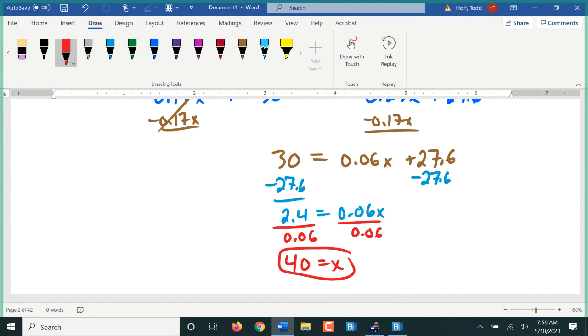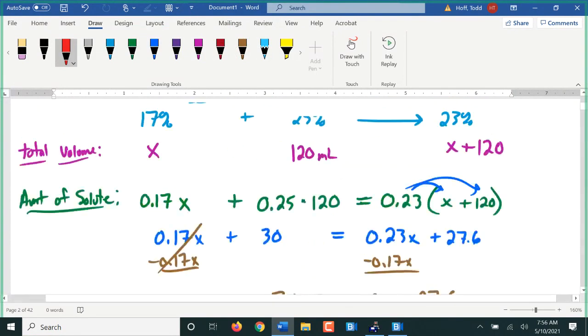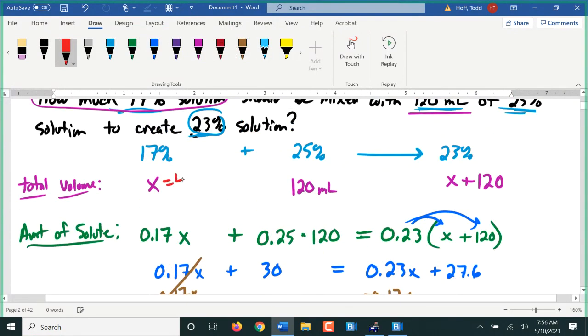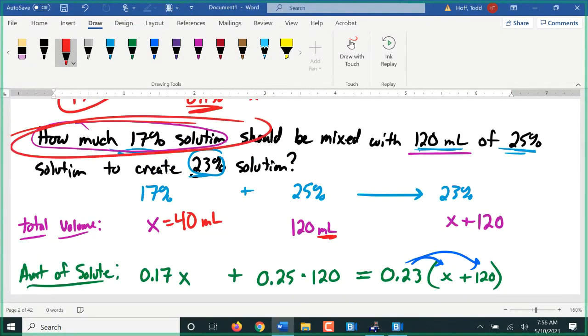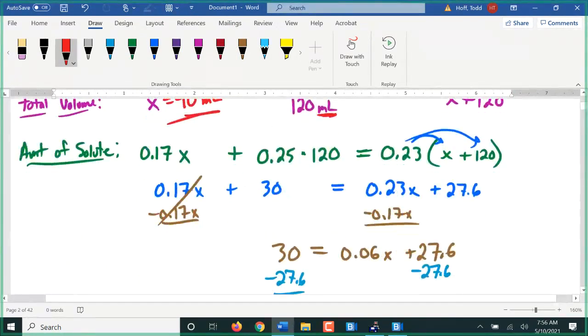Now, we need to make sure we know what x represents. X was the amount of the 17% solution. So if x is 40, the units has to be milliliters because that's what the other amounts are measured in. Then is that what we were asked? Yes. We're asked how much of that 17% solution? Oh, 40 milliliters. Not so bad, right?